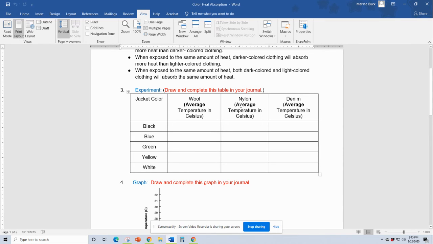And you actually need to write the words average temperature in Celsius. So you're going to draw this whole table in, this data table, and have it ready to go. Remember, you can pause this video to make sure you have it in there.